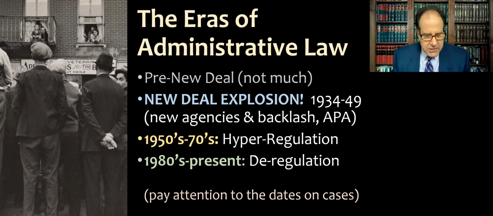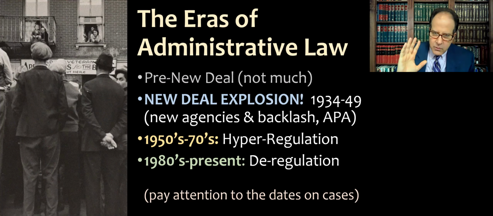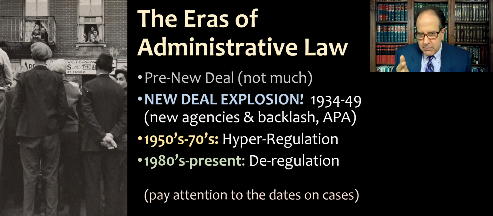I really can't exaggerate how much our legal system, the American legal system, changed in the New Deal era, right? So the role of the federal government and the mentality about what the government could do and how it was going to do it completely changed and permanently changed. So this period kind of goes from the mid 1930s to 1949.